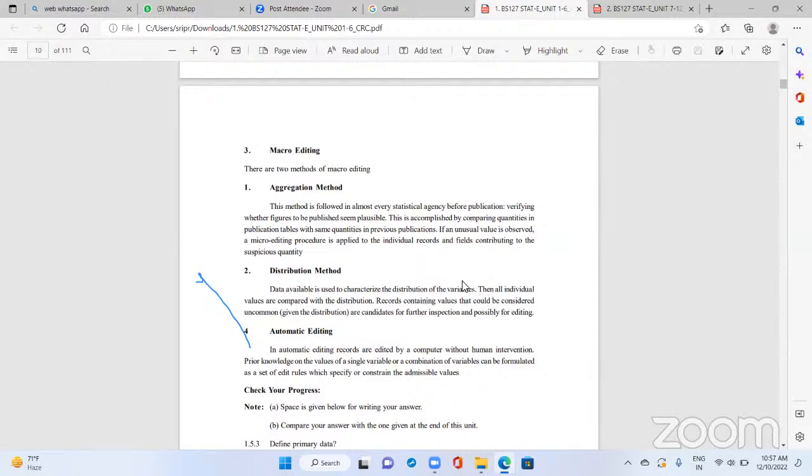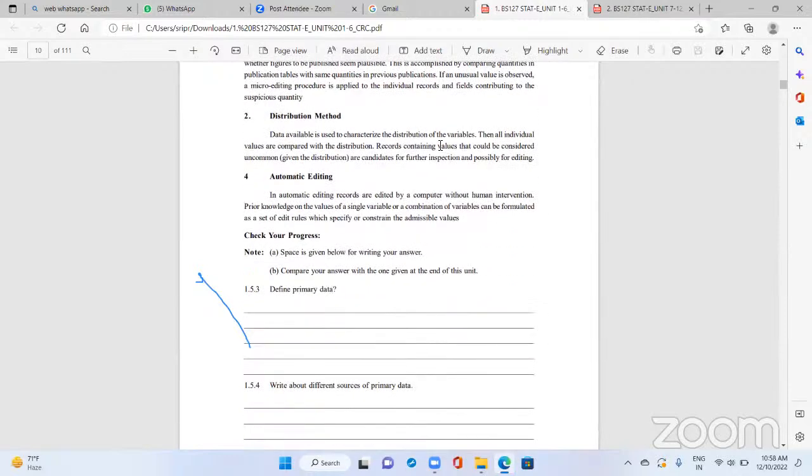In entire statistics, the variables are involved. Without variables, there is no statistics. Without heart functioning, a man cannot live. Similarly, without variables, there is no statistics. So that is the distribution method. Number 4, automatic editing. In automatic editing, records are edited by the computer without human intervention. Okay. So this is automatic editing.